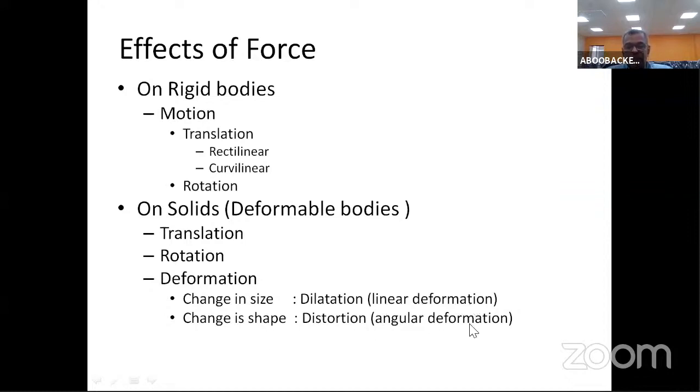And change in shape is angular deformation or distortion. So this is caused by the tangential component of stress or shear stress. And change in size is caused due to the normal type stress components. Two stress components, normal and shear. So normal stress components will cause dilatation or change in size. And shear stresses will induce distortion or angular deformation or change in angles.